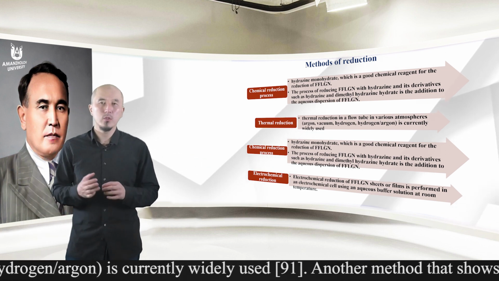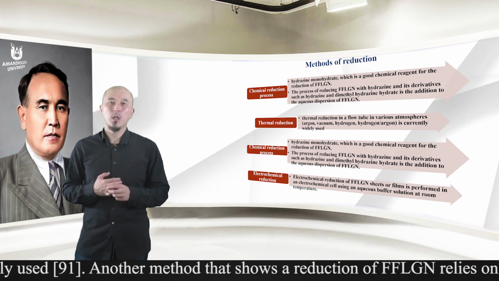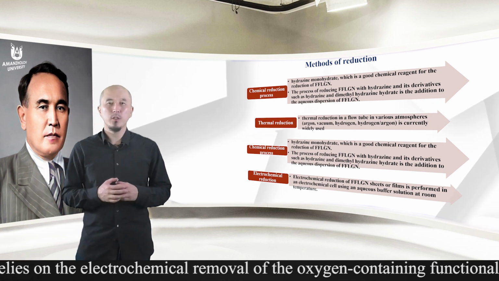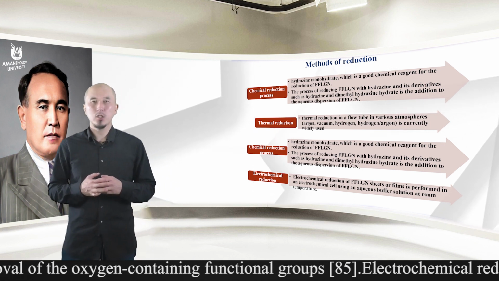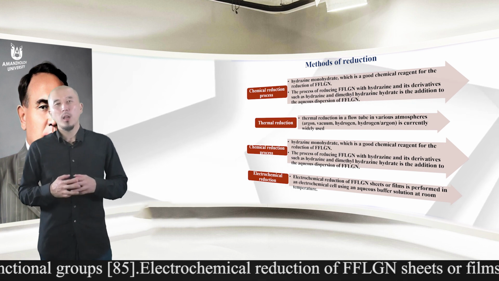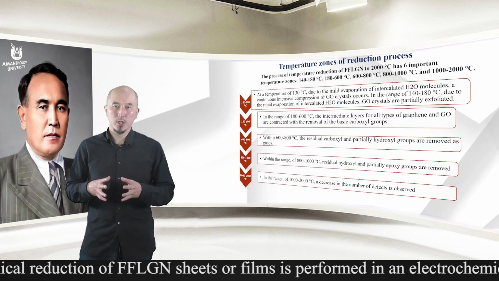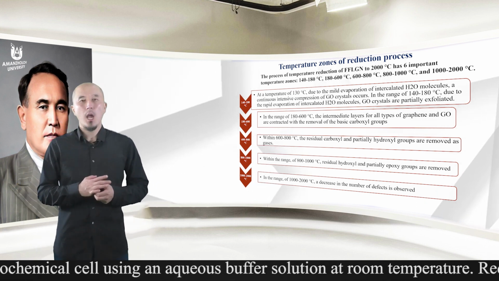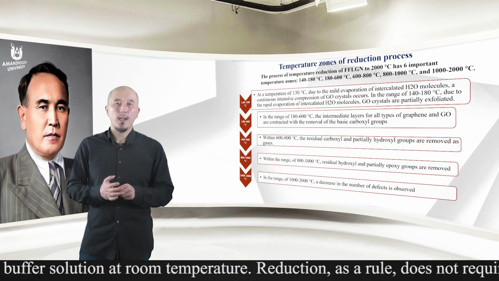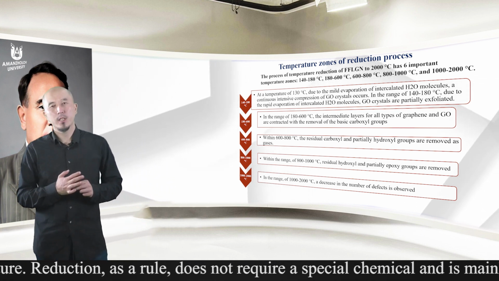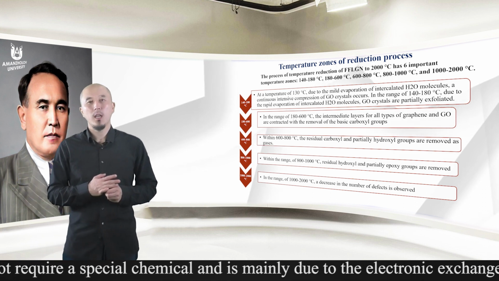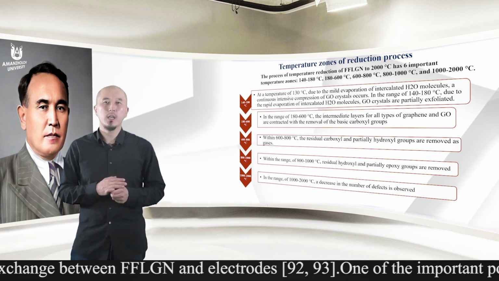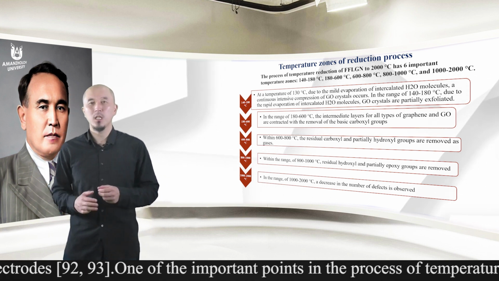In addition to the above methods, thermal reduction in a flue tube in various atmospheres, argon, vacuum, hydrogen, argon, is currently widely used. Another method that shows reduction of FFLGN relies on the electrochemical removal of oxygen-containing functional groups. Electrochemical reduction of FFLGN sheets or films is performed in an electrochemical cell using an aqueous buffer solution at room temperature. Reduction, as a rule, does not require a special chemical and is mainly due to the electronic exchange between FFLGN and electrodes.